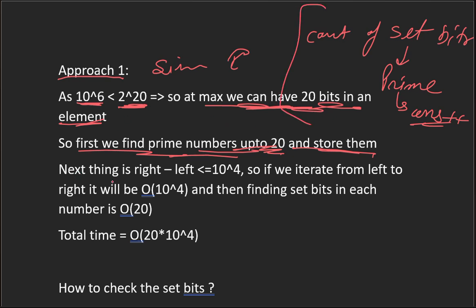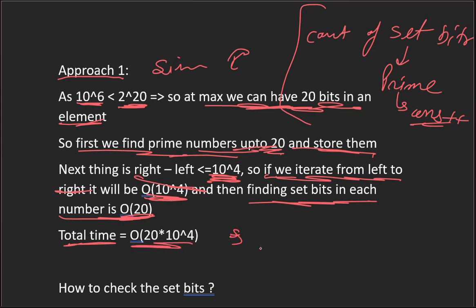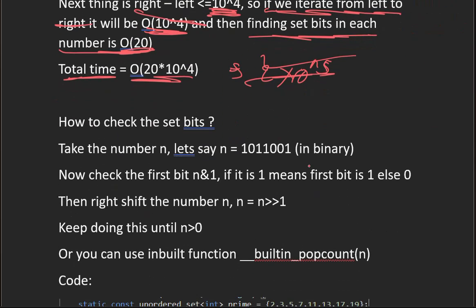Also, right minus left is less than or equal to 10^4. So even if we iterate from left to right, it will take time complexity of O(10^4), and then finding set bits in each number will take O(20) time. So the total time of this approach is O(20 times 10^4), that is 2 times 10^1 times 10^4, which is 2 times 10^5, right? So this is a feasible approach.